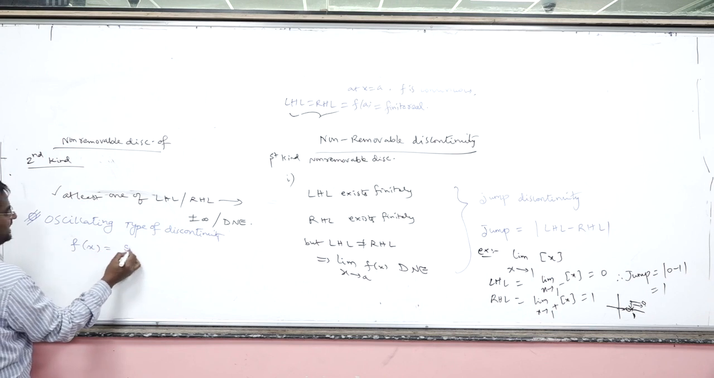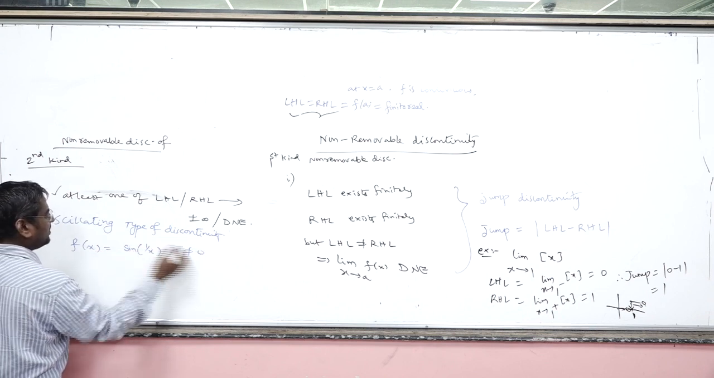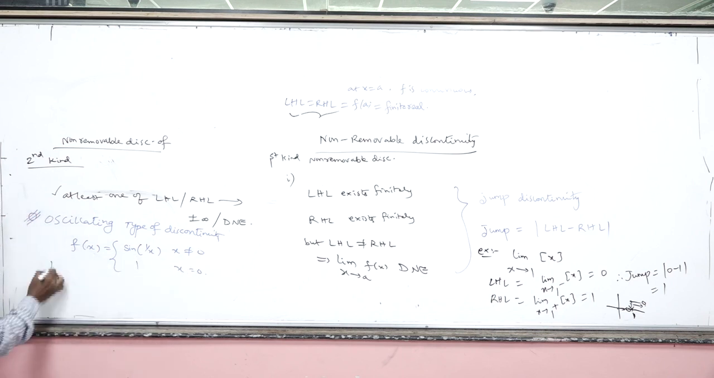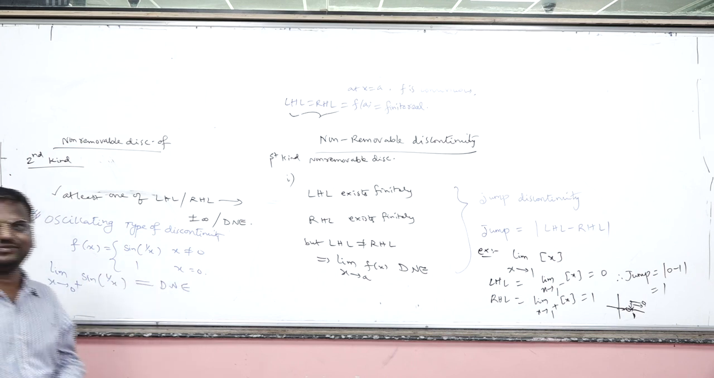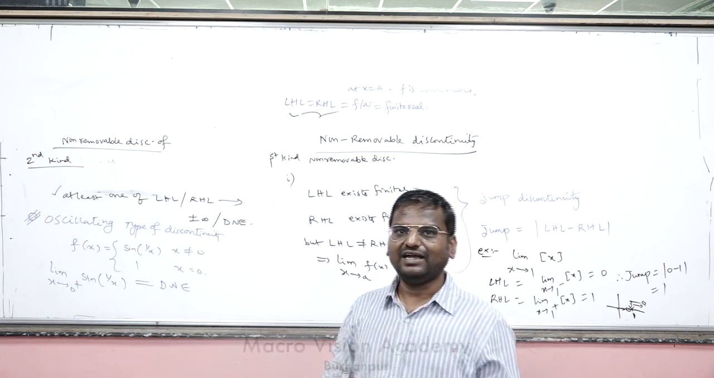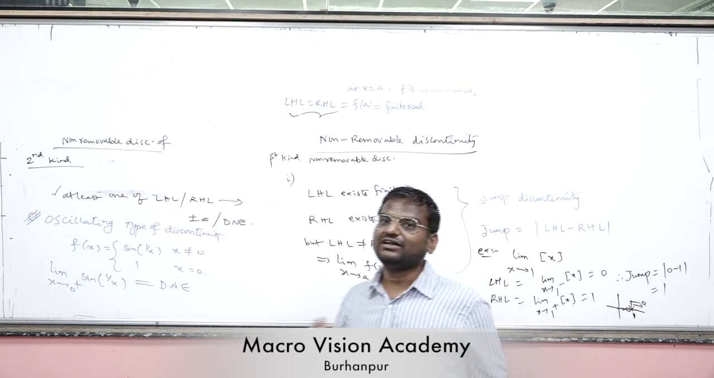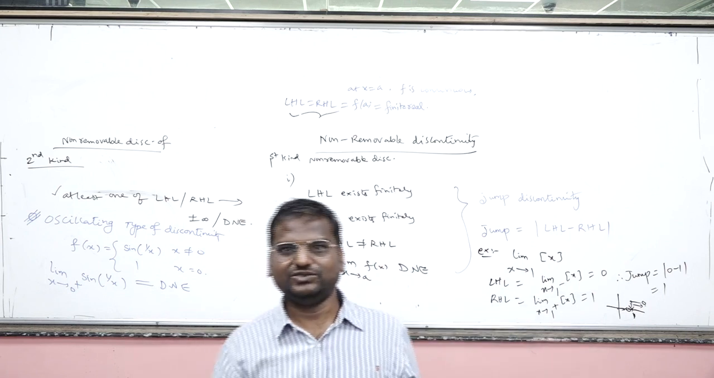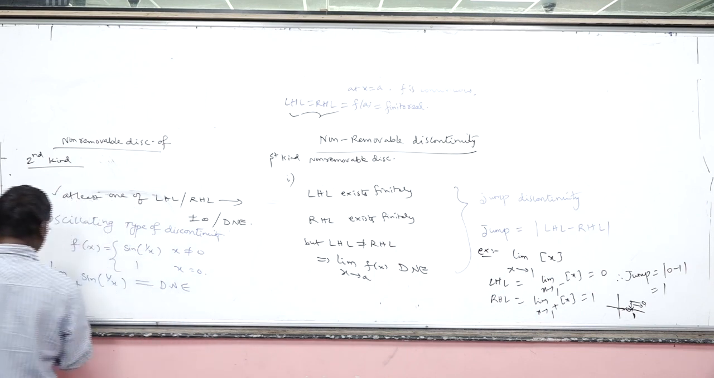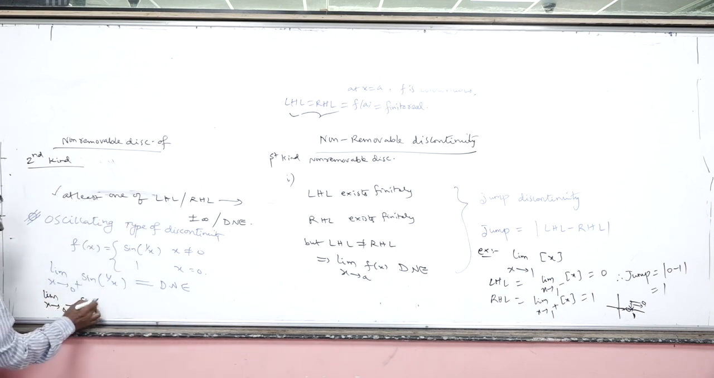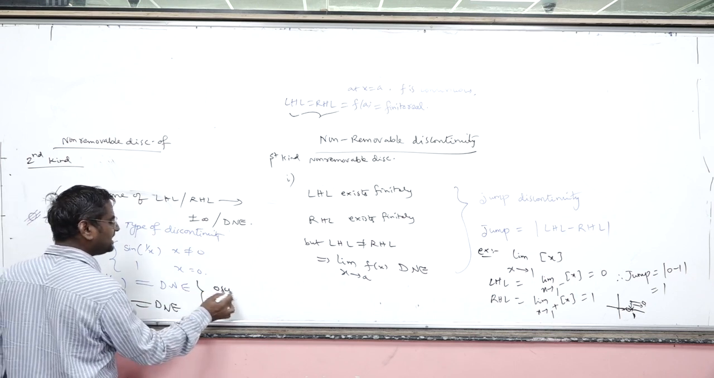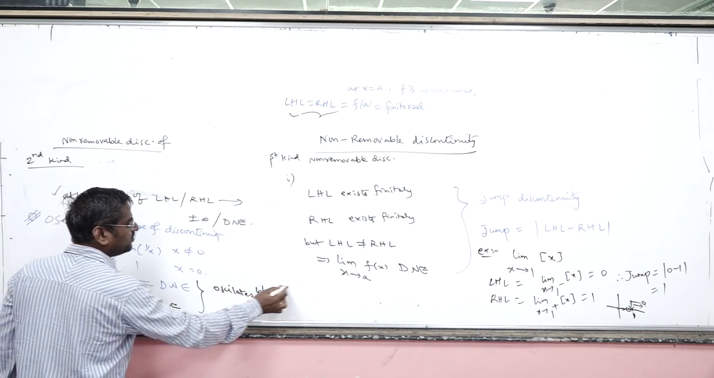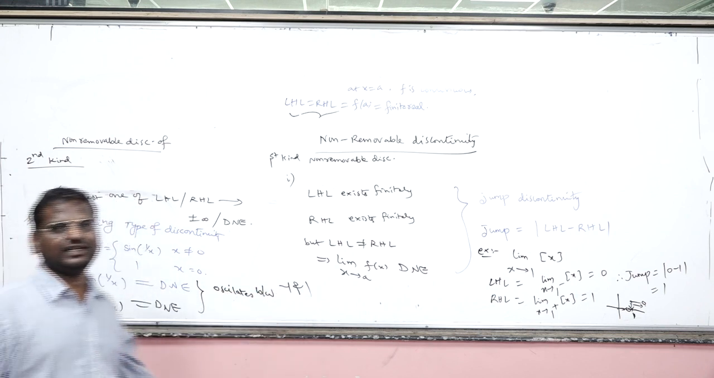F of x, let me take sine 1 by x when x is not equal to 0, and 1 at x equal to 0. So if you see limit x tends to 0 plus sine 1 by x, we don't know for sure. We say simply it does not exist because although it is a bounded function, its value lies between -1 and 1, we can't say for sure whether it is 1, minus 1, or 1 by root 2, etc. Similarly, limit x tends to 0 minus sine 1 by x, also the same problem. I would better say it does not exist because the values keep on oscillating between -1 and +1, including them.